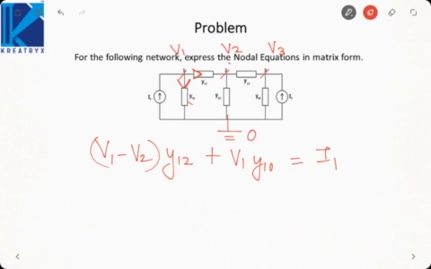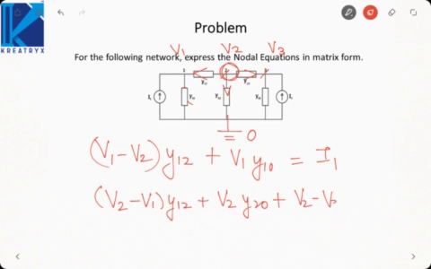What is the incoming current? I1. Now if we write the KCL equation at node 2, again we will assume all outgoing currents. It will be (V2 minus V1) into Y12 plus V2 into Y20 plus (V2 minus V3) into Y23. Since there is no incoming current, this will be 0. You might be wondering how I am writing the Y20 term, because the potential of node 0 is 0, so you can write it as (V2 minus 0) into Y20.